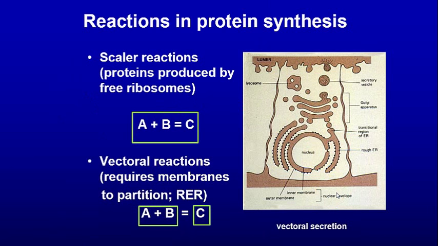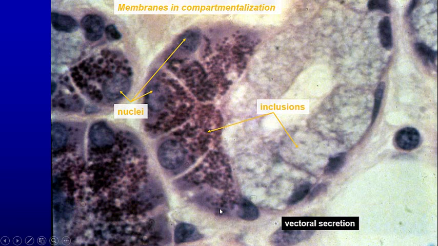Now, in cells, we have two sets of reactions. One is a scalar reaction, and those are like proteins that are produced by free ribosomes. So you have precursor A, precursor B in the same container as product C. Now, in contrast, when you have membranes, you can have a vectorial reaction, which requires membrane to be partitioned, like rough endoplasmic reticulum, for example, where your ribosomes are on the outside, but the product is actually on the inside. So precursor A and B are in a different container than C.